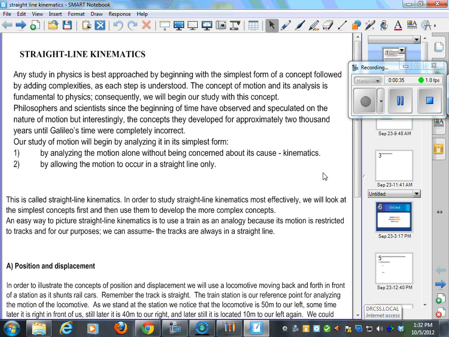Any study in physics is best approached by beginning with the simplest part of the concept, followed by adding complexities as each step is understood. The concept of motion and its analysis is fundamental to physics. Consequently, we will begin our study with this concept.